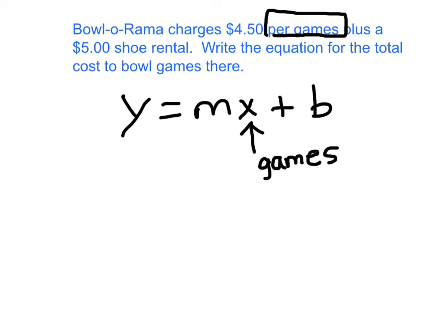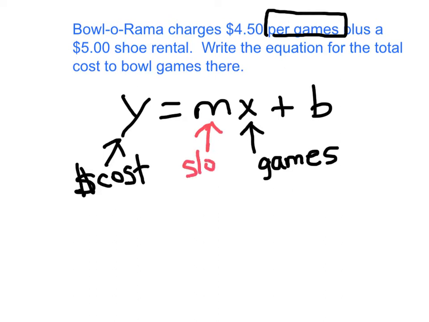Because the amount of games is not dependent upon the cost, the cost is dependent upon the amount of games. So the dependent variable is going to be the y-axis. This is going to be the cost. And that makes sense. The more games you bowl, the more it's going to cost you. Now, there is a rate per game. That rate is $4.50. So the rate is going to be the slope. $4.50 per game. Remember, we talked about slope as a unit rate.